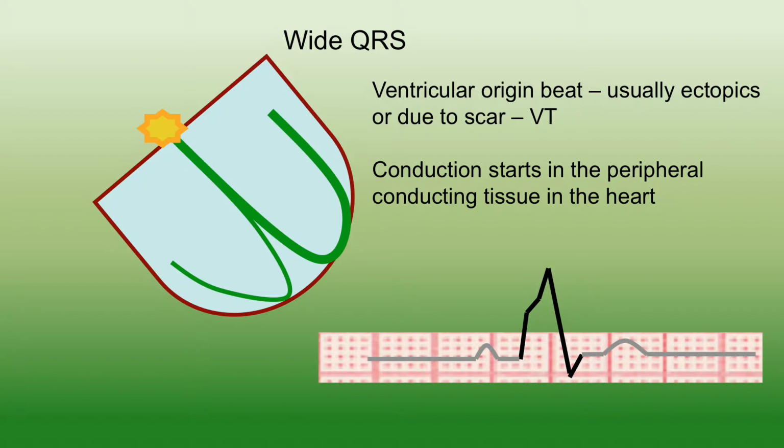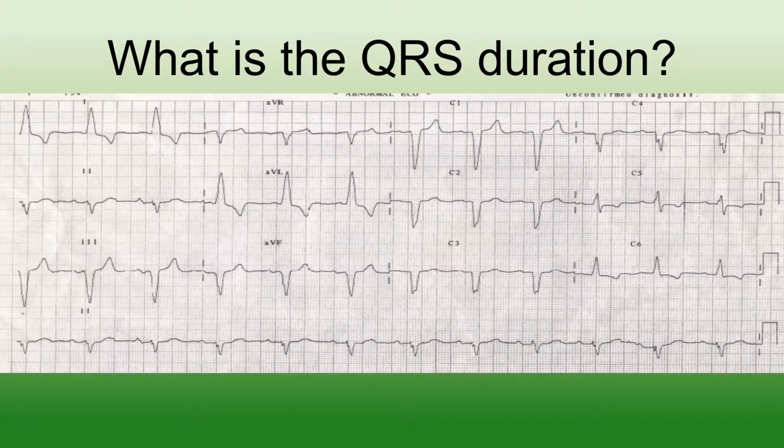So before we look at some examples, just to recap, a narrow QRS means that the origin of the beat is from the AV node, and the right and left bundle are depolarizing simultaneously, whereas a broad QRS either means that the conduction has started at the AV node but has been slowed by bundle branch block, or the rhythm has started in the periphery of the ventricle, i.e. away from the AV node. So here we have some examples.